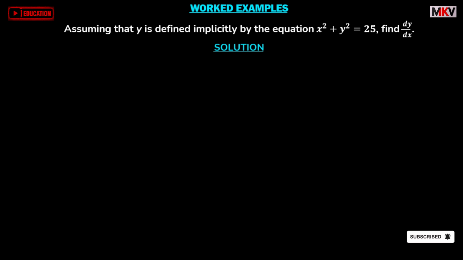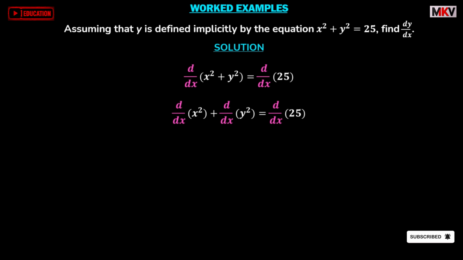Firstly, we differentiate both sides of the equation. So x squared plus y squared is differentiated, then 25 is differentiated. On the left side, you have 2 terms, so we break them and differentiate separately. On the right side, it is just one term. So on the left side, you have x squared, we differentiate that, and y squared, we differentiate that. With your differentiation, you have 1, which is the coefficient of x, and we separate it.